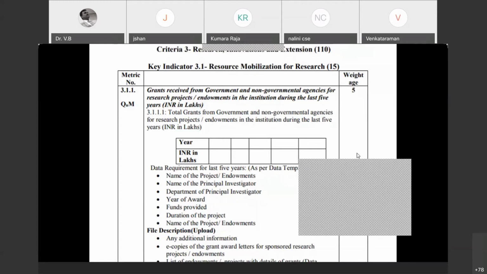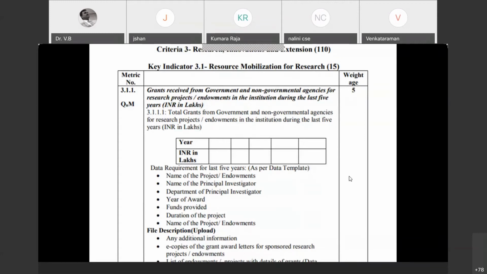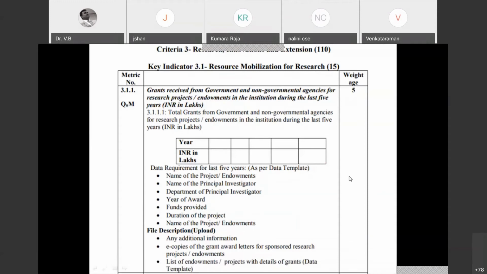And here Mr. Makesh Raj is asking, is both student and staff project acceptable? Yes, it is definitely acceptable as far as the fund has been obtained from an outside agency.